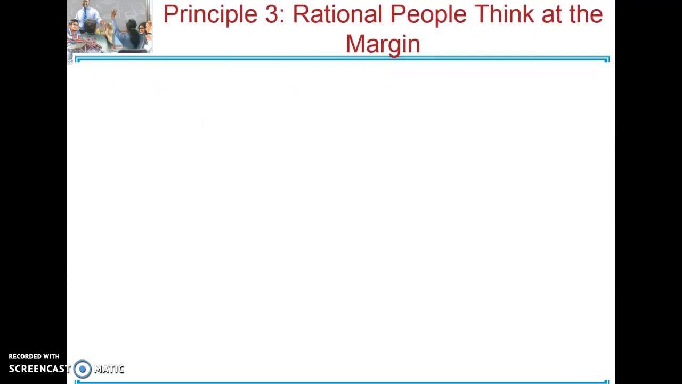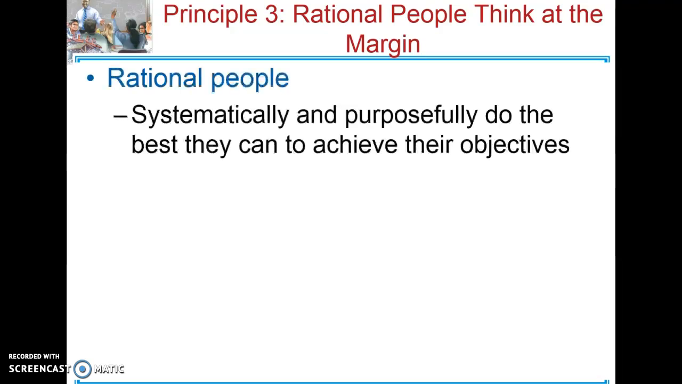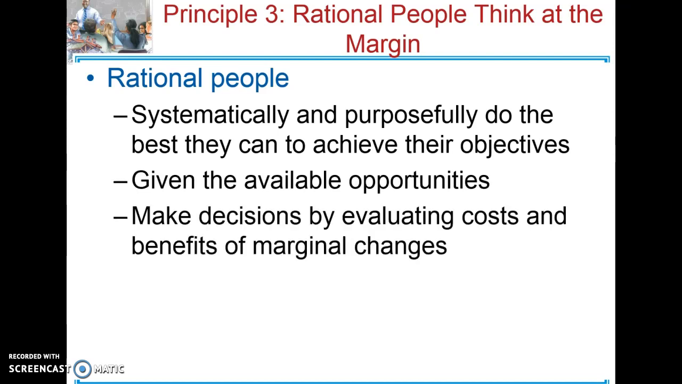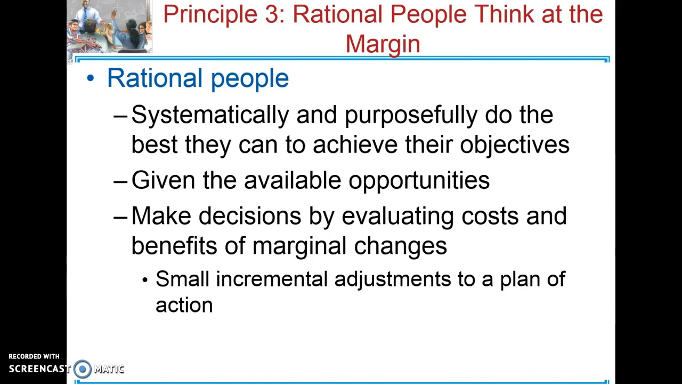Principle 3, rational people think at the margin. Rational people are defined as those who systematically and purposefully do the best they can to achieve their objectives. So we're rational in our behaviors. We evaluate costs and benefits of marginal changes. The phrase marginal changes means incremental adjustments to a plan of action.